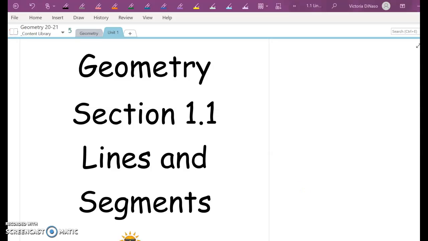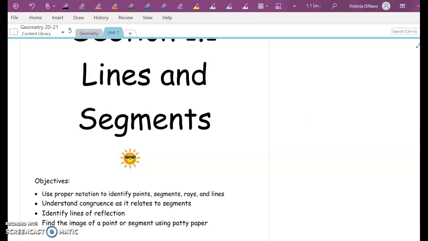Welcome to Geometry Section 1.1, Lines and Segments. Today we're going to use proper notation to identify points, segments, rays, and lines, and then understand congruency as it relates to segments. In the next video you will see how to identify lines of reflection and then reflect an image or a point over a line of reflection using patty paper or just by using that line of reflection and reflecting the image.